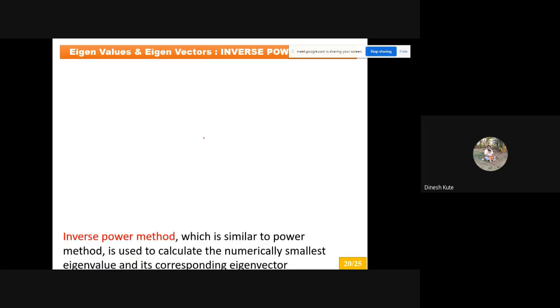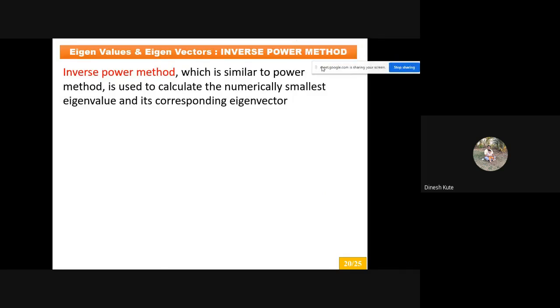And now let us discuss the converse part, that is the inverse power method. Okay, so as we know that the power method gives you the largest eigenvalue and the corresponding eigenvector, in a similar way, the inverse power method gives you the smallest eigenvalue and its corresponding eigenvector. And we develop this method, or we actually find the numerically smallest eigenvalue and its corresponding eigenvector, using the power method itself. So using the logic of the power method, here we have to find the smallest eigenvalue and its corresponding eigenvector. Okay, how do you do that?